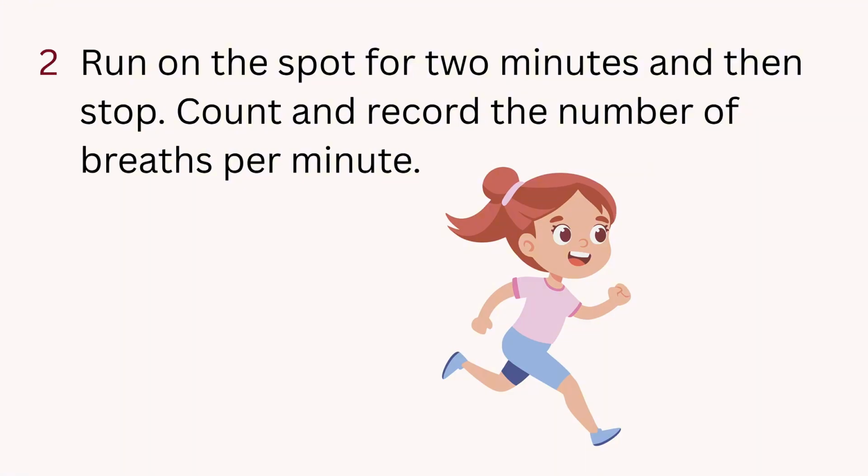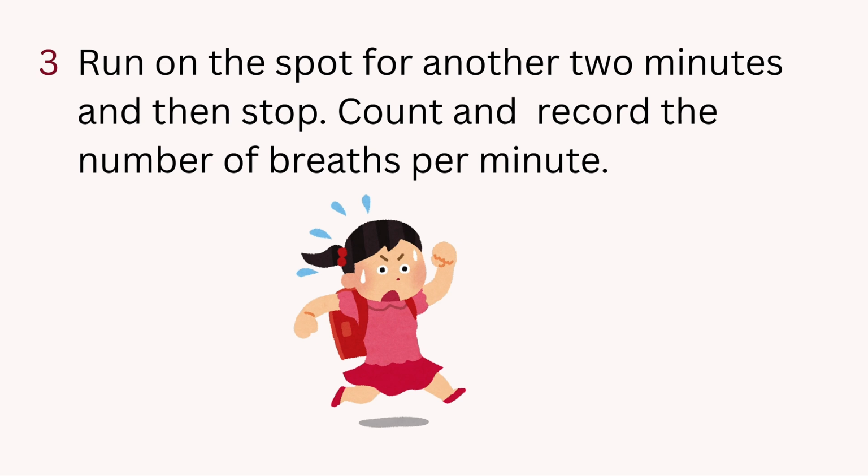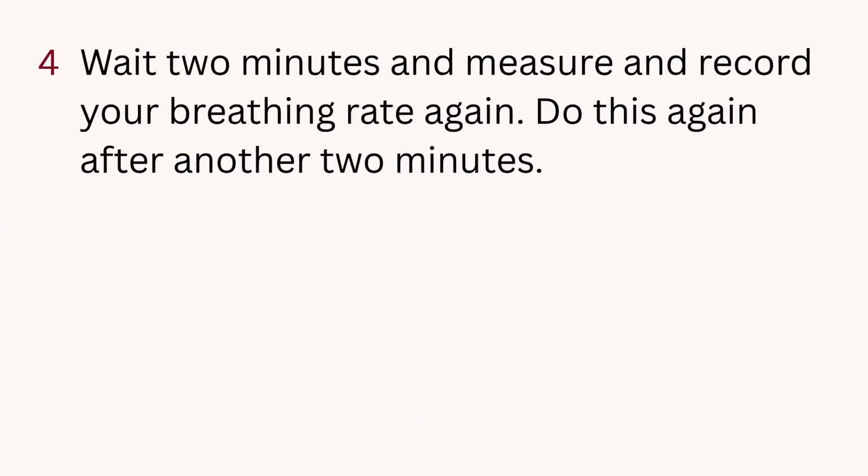Number 2. Run on the spot for 2 minutes and then stop. Count and record the number of breaths per minute. Number 3. Run on the spot for another 2 minutes and then stop. Count and record the number of breaths per minute. Number 4. Wait 2 minutes and measure and record your breathing rate again. Do this again after another 2 minutes.